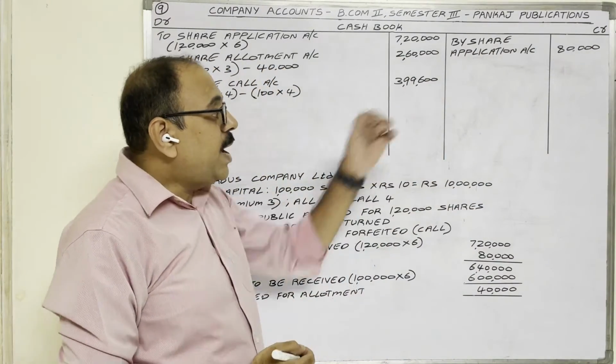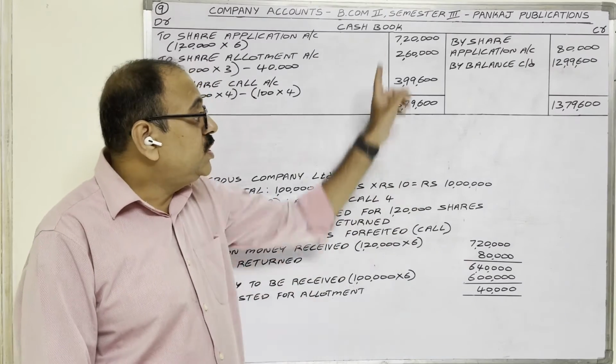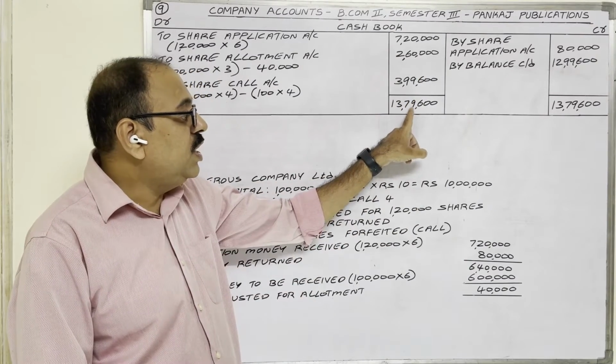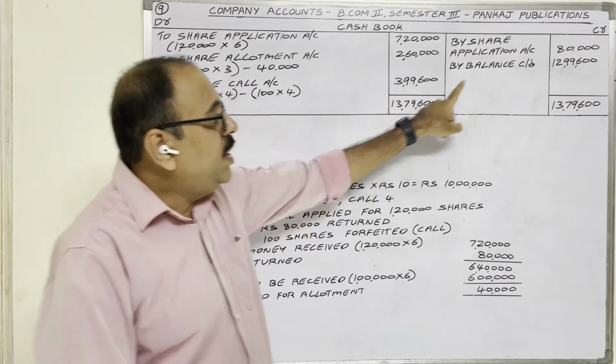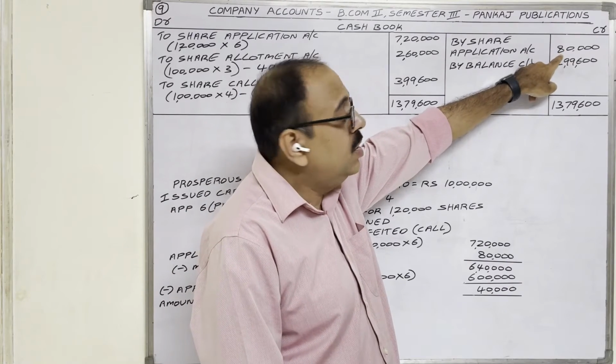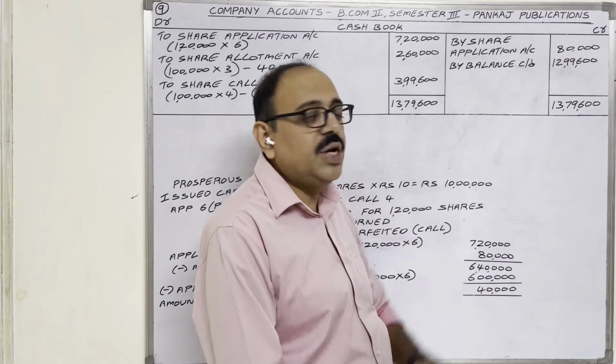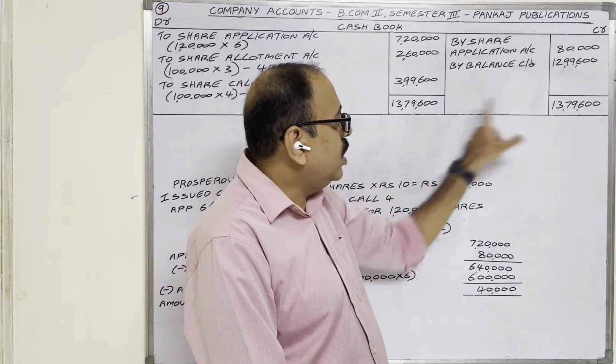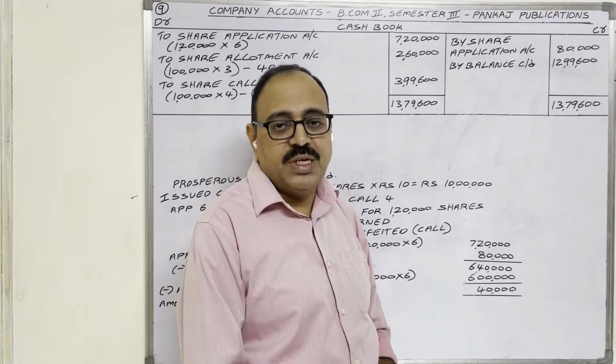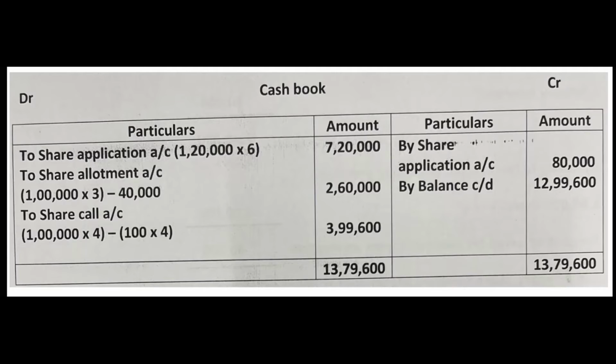Finally, find out the balance of the cash book. The cash book debit side total is 13,79,600 minus credit amount 80,000. Then the balance carried on amount is 12,99,600 rupees. The credit side total is also the same. The cash book is completed. Take a screenshot of the cash book.